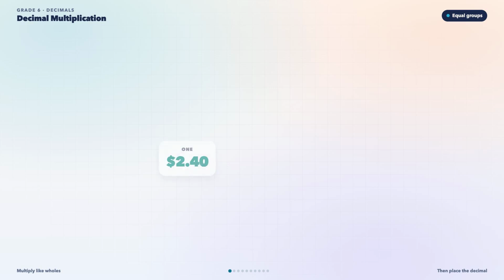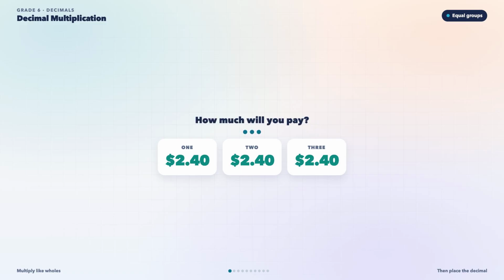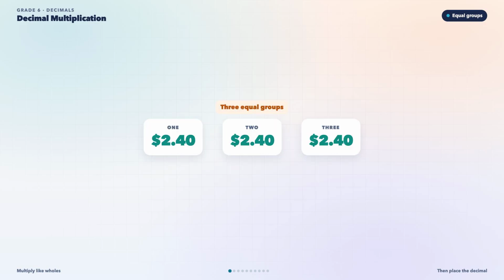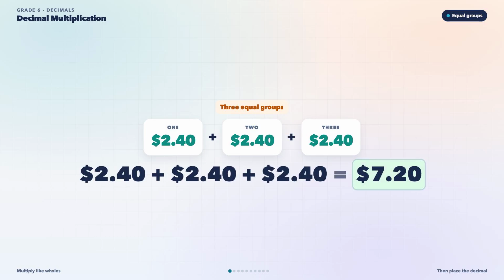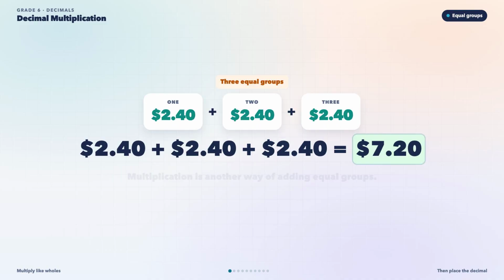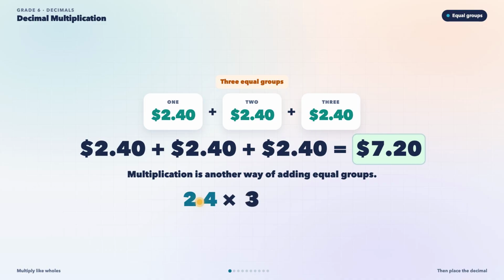Suppose something costs $2.40 and you buy 3 of them. How much will you pay? Here are 3 groups of $2.40. Let's add them. $2.40 plus $2.40 plus $2.40 equals $7.20. Multiplication is another way of adding equal groups. 2.4 times 3 equals 7.2.